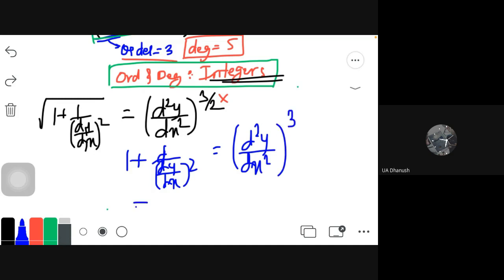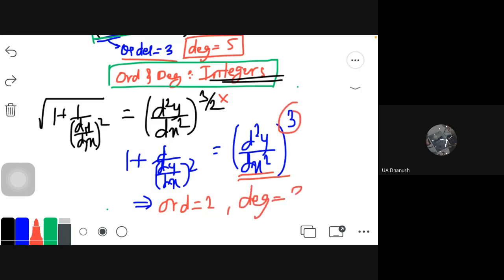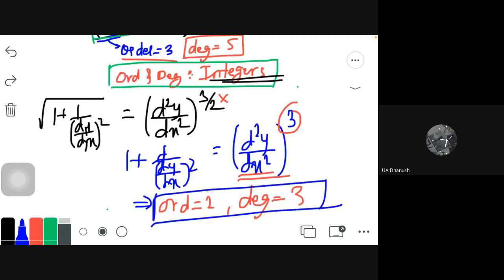So here I got, this is my highest order, that is, I have to take derivative 2 times, and the power of that term is how much? 3. So degree is how much? 3. So order of this given equation is 2 and degree is 3. I hope you have understood.